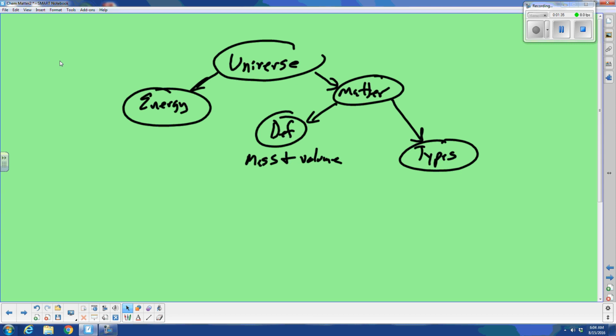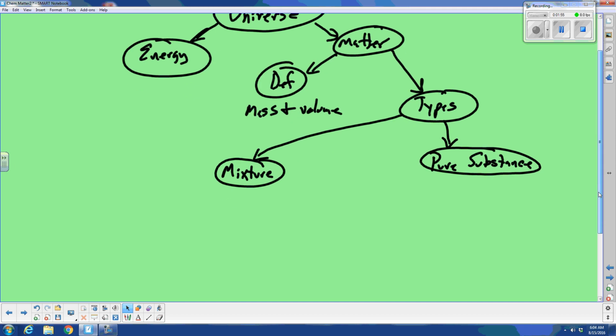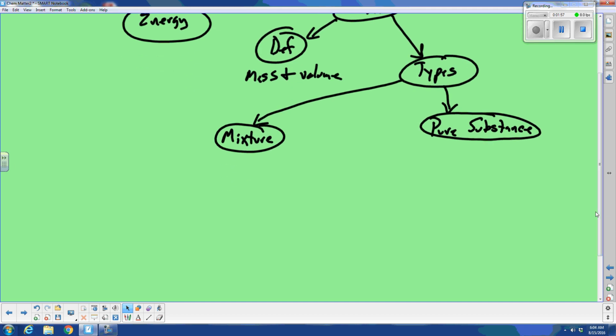So we know there are at least 2 types of matter, right? We just figured that out. There is something that is called a mixture, and there is something that is called a pure substance. And by now, you probably know with me that I really am a believer in definitions. If you can write down what something means, that means you probably know what it means. So here we go. Let's write down a definition of a mixture. What is my definition of a mixture?